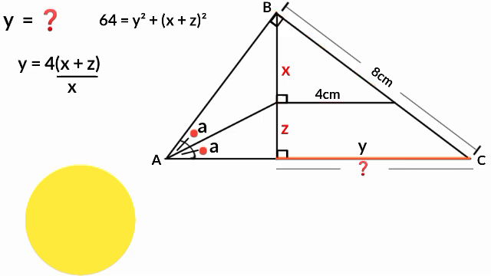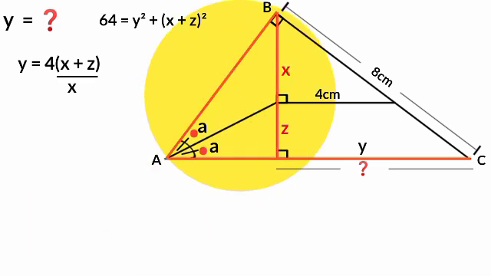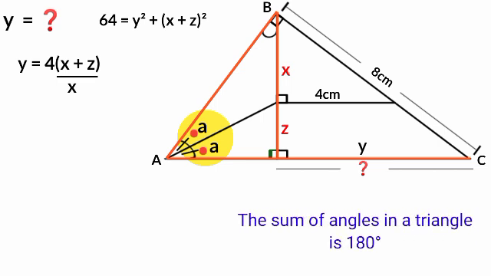Keep it aside. Now from this triangle, since this is a right angle and this angle is 2a, based on the rule that the summation of angles in a triangle is 180 degrees, this must be 180 degrees minus 90 degrees minus 2a. 180 minus 90 is 90. So it is 90 minus 2a.